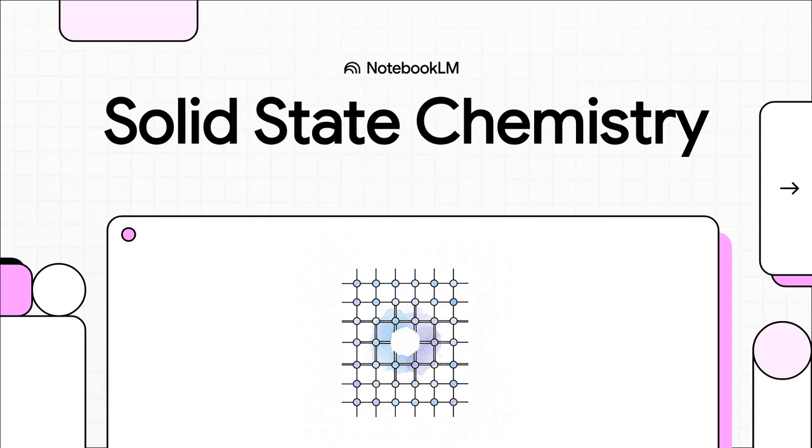All right, welcome to this explainer. Today, we're diving straight into the fascinating three-dimensional world of solid-state chemistry. We're going to take a journey from the macro properties, the stuff you can actually see and touch, all the way down to the microscopic lattice geometries and atomic imperfections that literally make our modern technological world possible.